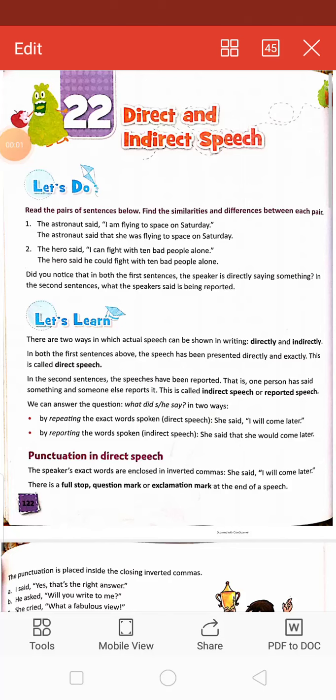You are most welcome to the language class. Today we are starting chapter 22, direct and indirect speech.